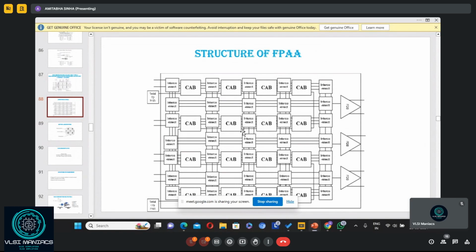So here, if I look at this diagram, 4x4 CABs. So when we buy the FPAA, the functional complexity depends on how many CABs are altogether there. The more CABs, the more complexity, and it will be easier to implement complex analog circuits within a single FPAA. And many FPAAs connected together can be made into bigger and more complex circuits.